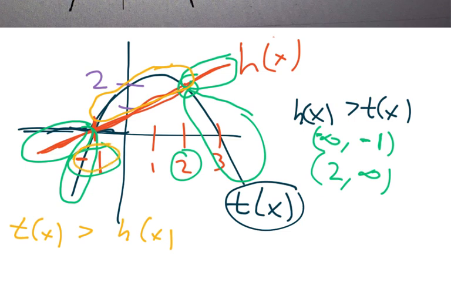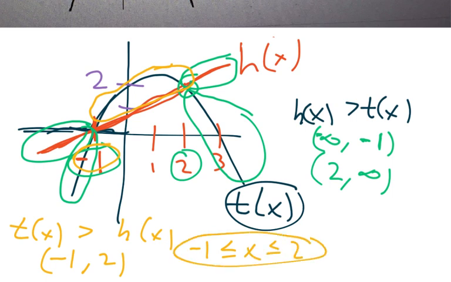From -1 to 2, right? Here's x equals -1, here's x equals 2. Between those two values, do you agree the black is higher than the red? Sorry if I got a little messy there. Let's clean it up a little bit. So if you agree with me, then I would say the answer for that question would be from -1 to 2. Or we could say -1 is less than or equal to x, which is less than or equal to 2. That is where the black t of x is greater than the red h of x.